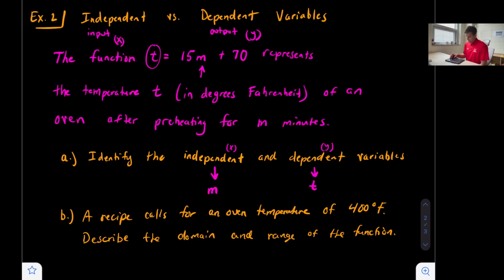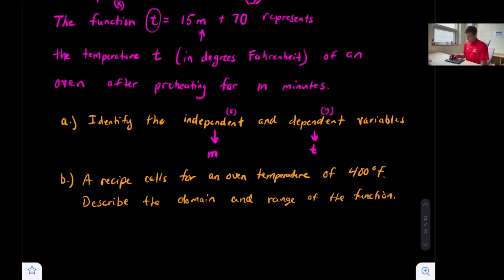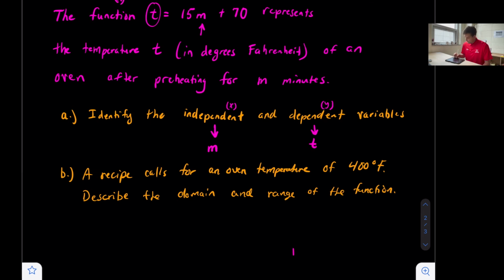All right, so now it says a recipe calls for an oven temperature of 400 degrees Fahrenheit. Describe the domain and range of the function. Well, for the range, range will be like our y values or our dependent variable, and that's our variable T for temperature. We know the max temperature is 400. That's what we're trying to preheat it to. So we'll use T for temperature, and it's going to be less than or equal to 400. It's going to heat all the way up to 400, but not go any higher.